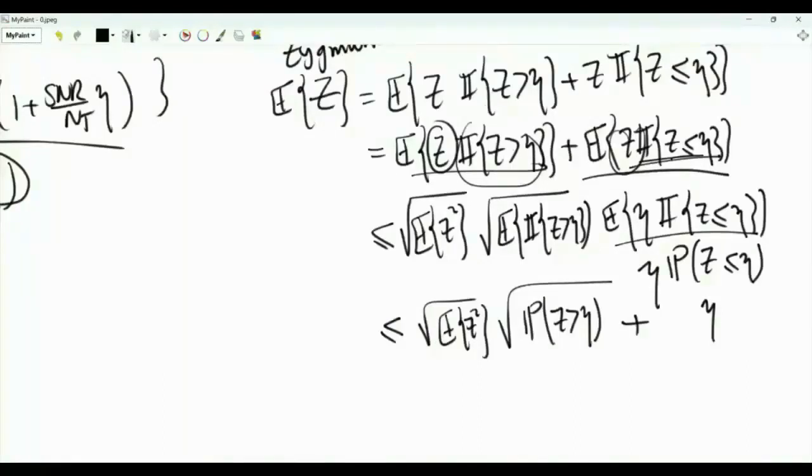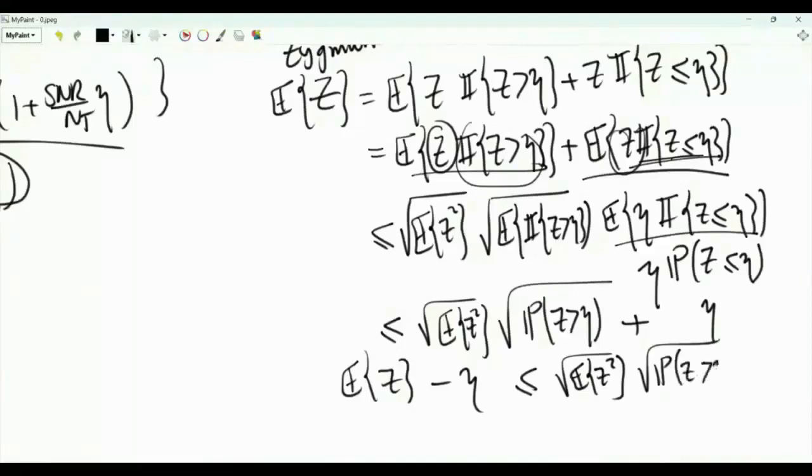The right-hand side was split into two terms. One term is upper bounded by eta. The other term is upper bounded by the square root of the second moment of Z times the square root of the tail probability that Z exceeds eta. Now we can move eta to the other side. So the expectation of Z minus eta is less than or equal to the square root of the second moment, times the square root of the probability of interest.